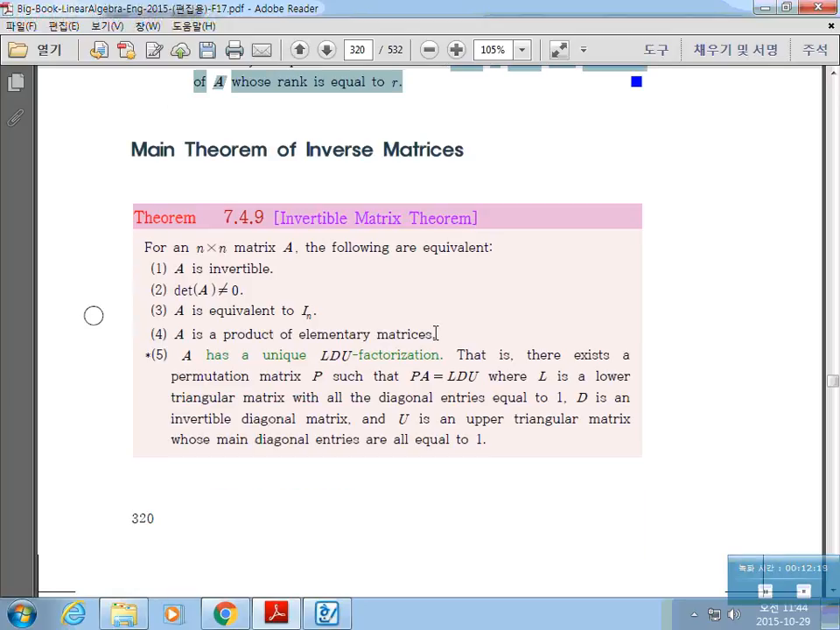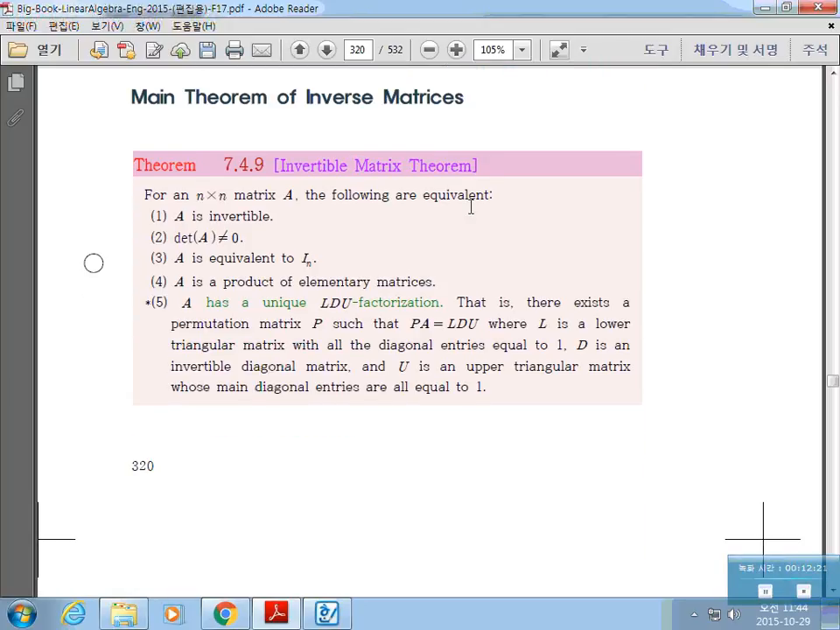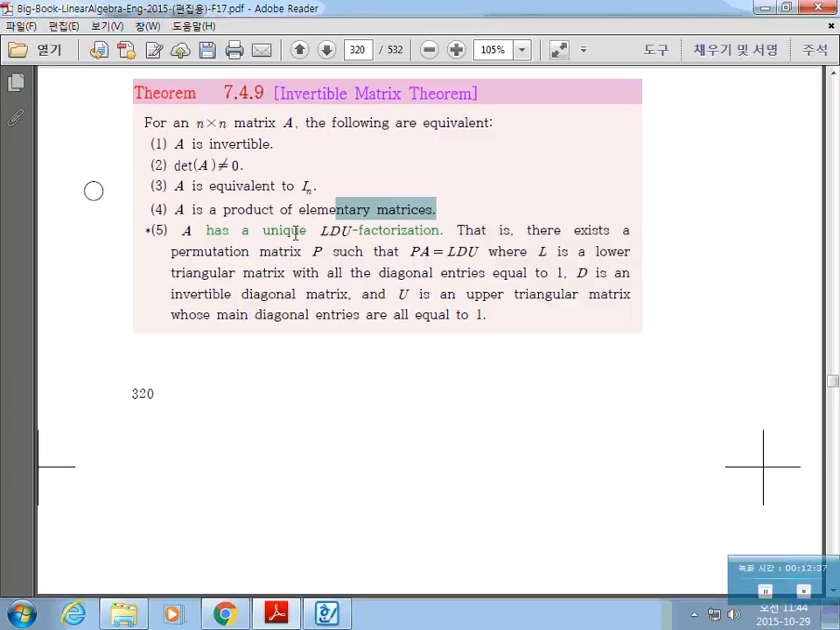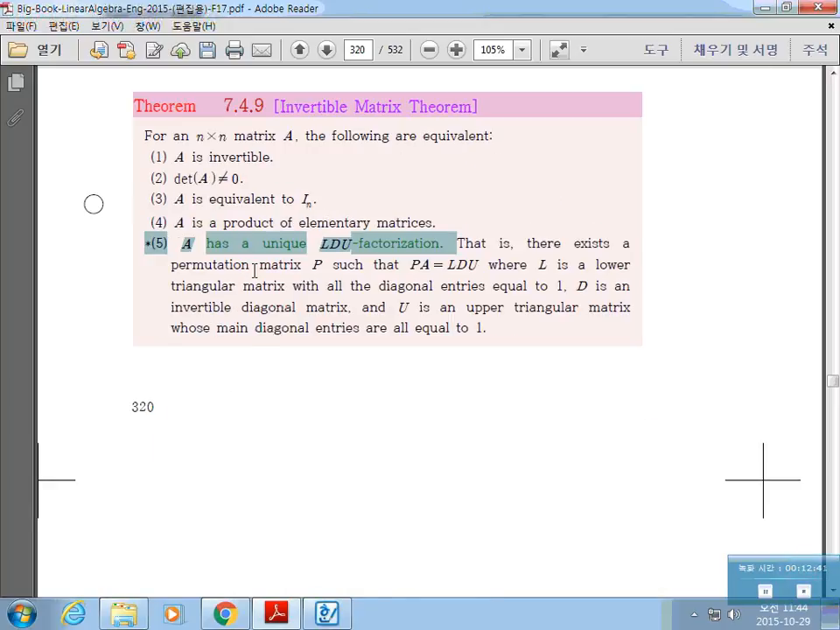This is the last theorem of chapter 4, the invertible matrix theorem. Here, for an n by n matrix A, the following are equivalent. Here, we start from A is invertible. The determinant of A is not zero. A is equivalent to the identity matrix. A is a product of elementary matrices, and A has a unique LDU factorization. We skipped the proof of that.